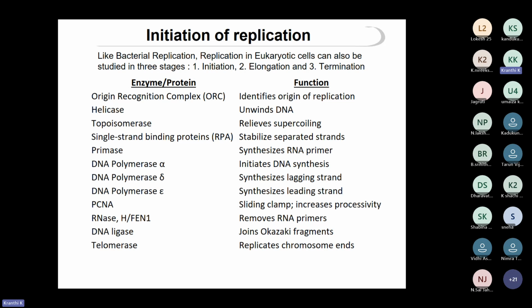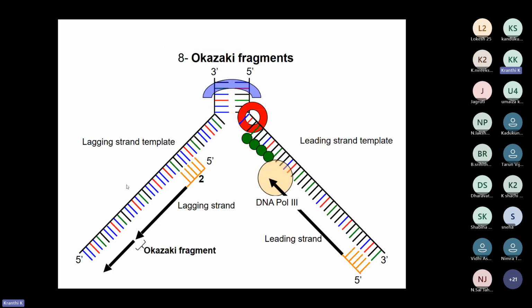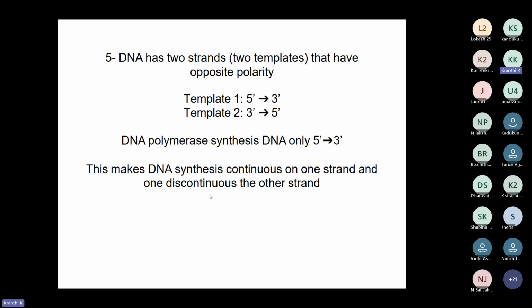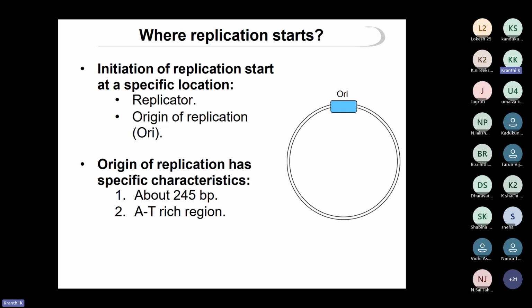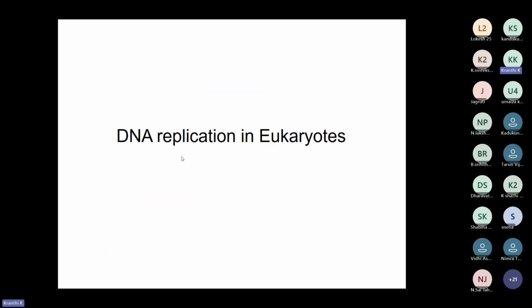Just compare with the prokaryotes, right? Origin recognition complex. This is the ORI site. In prokaryotes, DnaA recognizes this area, because this area should be AT rich, and the length should be 245 base pairs. So it should be AT rich and 245 base pairs, and DnaA recognizes that place. That is what happens in prokaryotes, but in eukaryotes it's not like that.